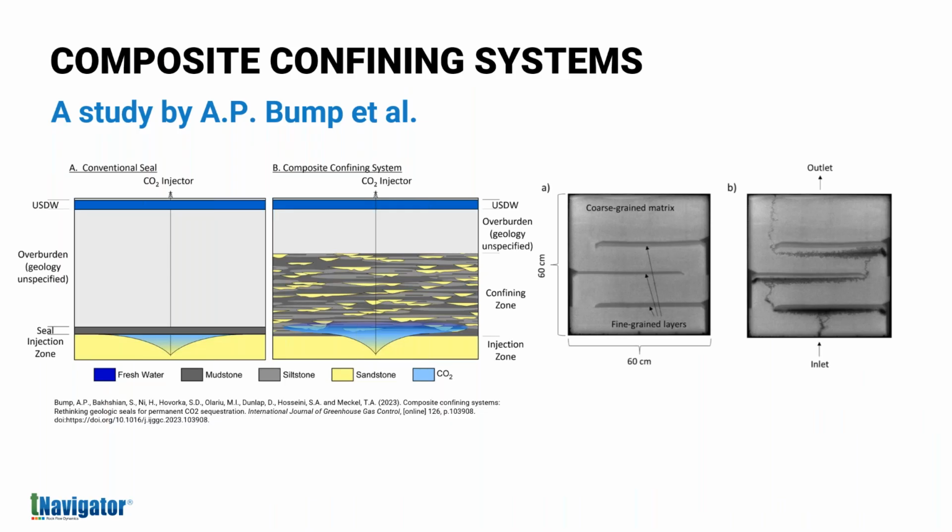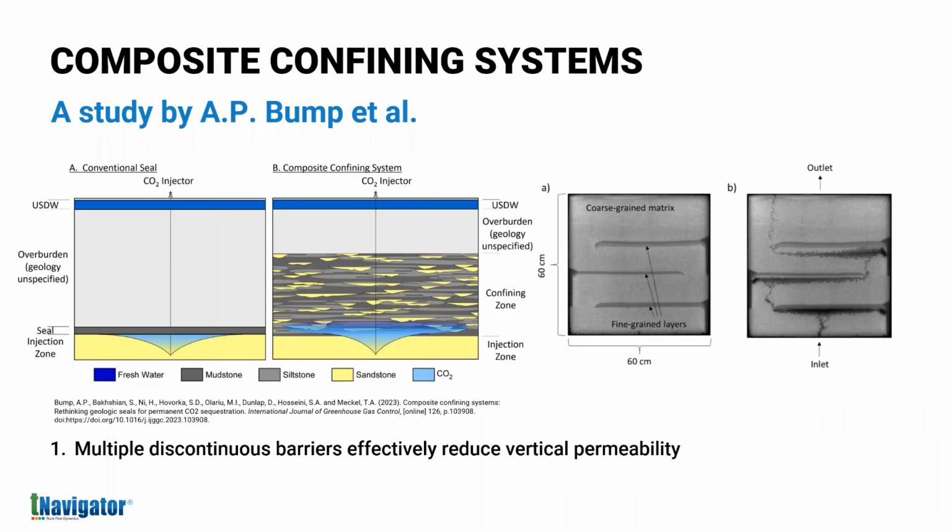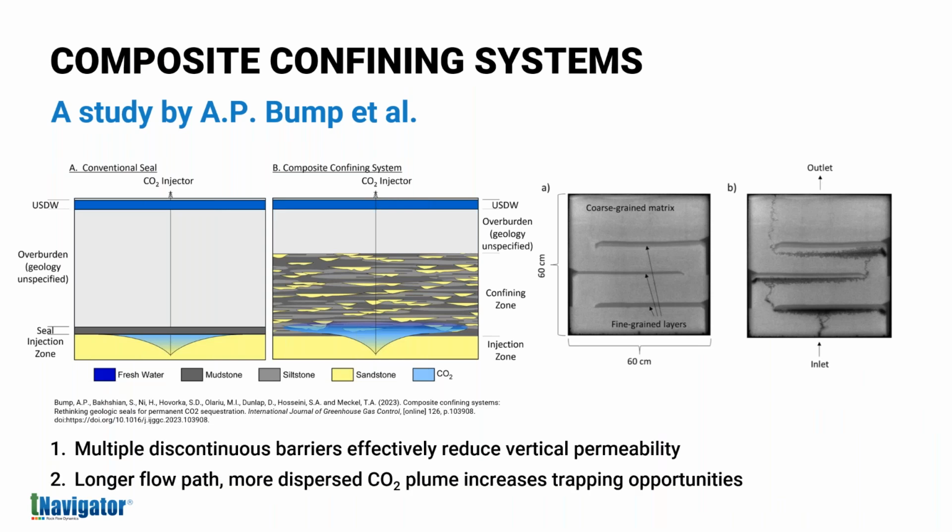They've also done some lab scale, tank scale bead pack experiments. So the scale is here at 60 centimeters. And you can see the movement on the right-hand side in B, the movement of CO2 upwards, and how it is actually impeded or slowed down by these several fine-grained layers. So the multiple continuous barriers effectively reduce vertical permeability. That's one of the outcomes from here. And of course, the longer the flow path, the more dispersed the CO2 plume is going to be, increasing the trapping opportunities as well.